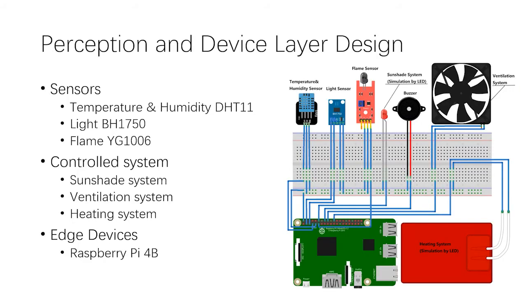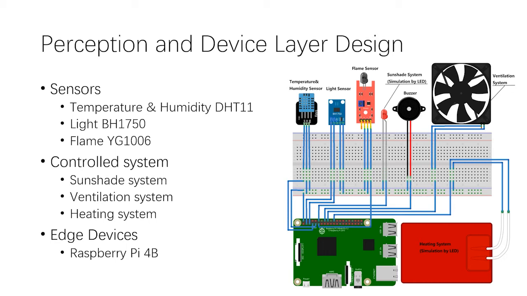And next, let's take a look at this figure. It's the hardware design in the perception layer and device layer. We connect the sensors and control systems to the Raspberry Pi. So the Raspberry Pi can control the sunshade system or another system according to the sensor data locally.